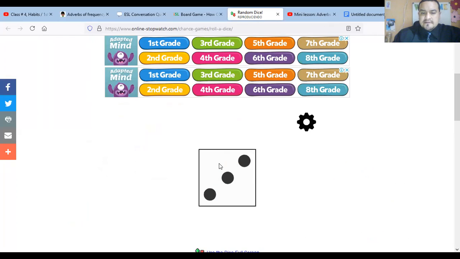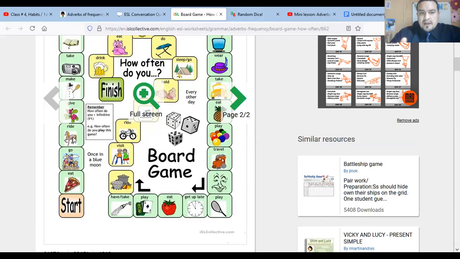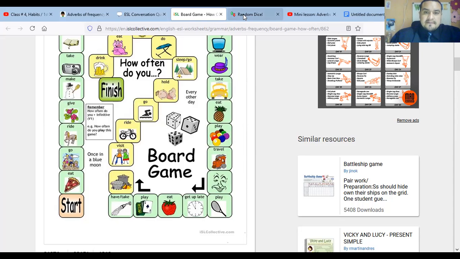So you throw the dice. For example, I have three spaces, so you will go one, two, three. Then student one asks the other, how often do you ride a horse? And the other person has to say, I ride a horse once a week, regularly, occasionally, hardly ever, once a day, or once a year, okay? Whichever player gets to the finish line first is the winner of the game. All right, so let's get to it.